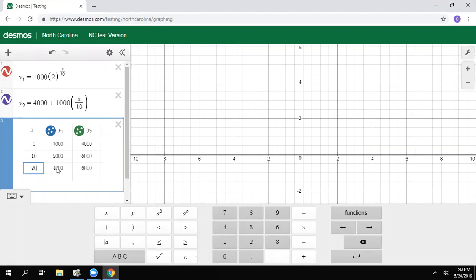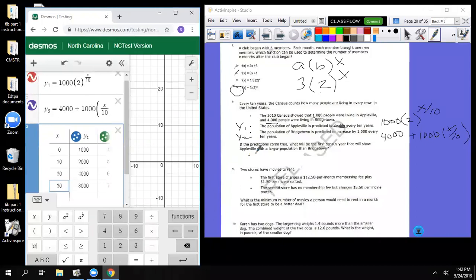2030. Okay, we have 4,000, 6,000, so still not. Let's go one more. So 30 years after our initial of 2010 would be 2040. And in this case, Y1, which is Appleville, has outpaced Y2, which is Bridgetown. So in this case, that's going to be the year 2040, because we started with year 2010 at 0, and we added 30 years, so 2010 plus 30 is 2040.